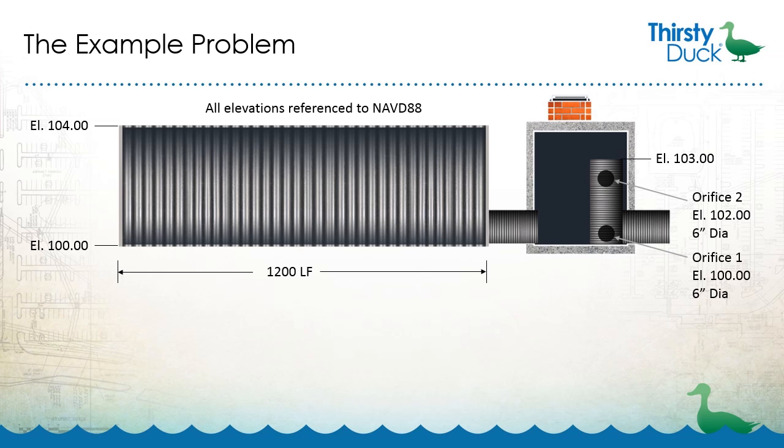The outlet riser is a 12-inch diameter CMP with 2 6-inch diameter orifices having invert elevations of 100.00 and 102.00. The top of the riser is at elevation 103.00. All elevations are referred to NAVD88. HydroCAD indicates the following peak stages and flow rates.